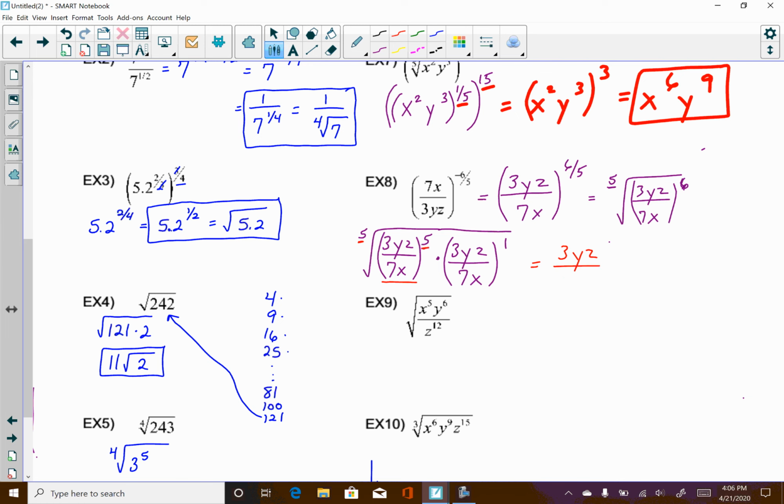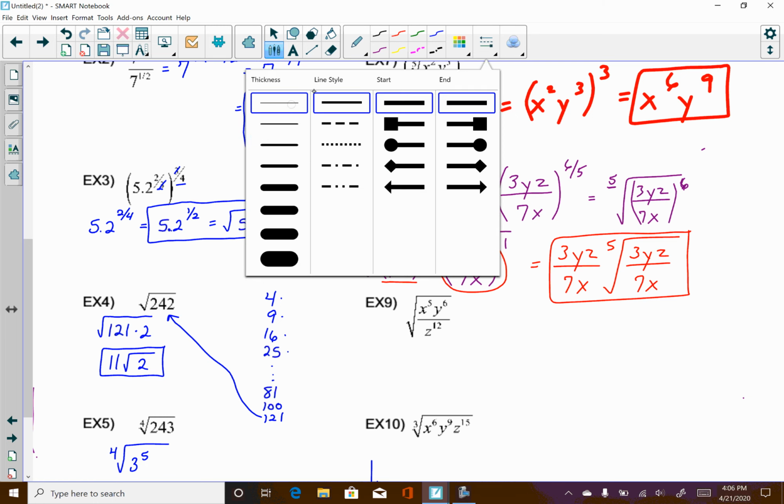3yz over 7x times this piece, the 3yz over 7x here, which is raised to the 1st power, so it's going to be left inside the radical. So times the 5th root of 3yz over 7x. That would be your final answer. That one was a little tricky. I mean, there are other ways to do that one, but like I was saying on the last one, I think that's the cleaner way.